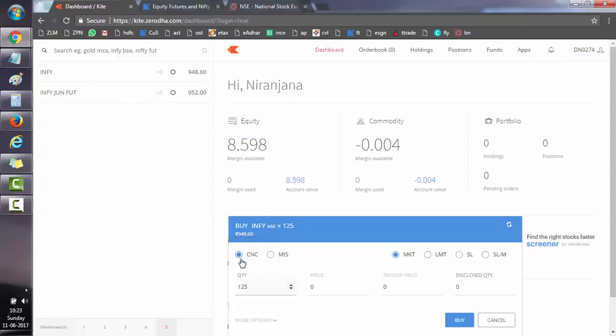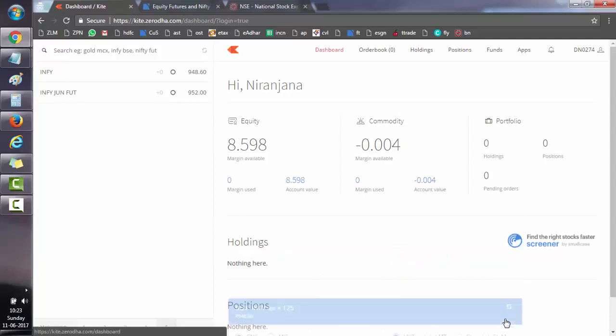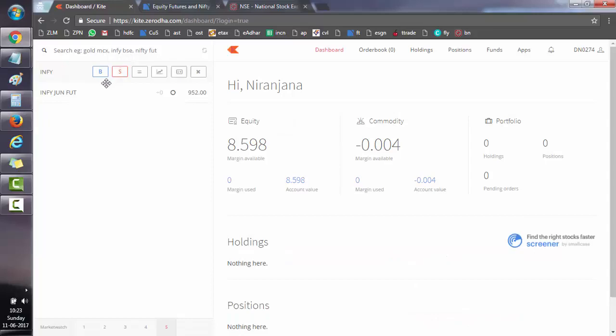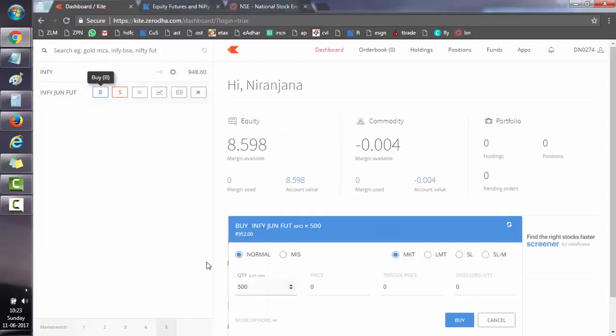And you can see I have selected the quantity, I have selected the product type as CNC, which means cash and carry. Okay, now I'm going to explain for future contract. In case of future contract, just click on buy, and you will be seeing the quantity as 500, and you can see the lot as 500. That means I am buying one lot of this particular contract.